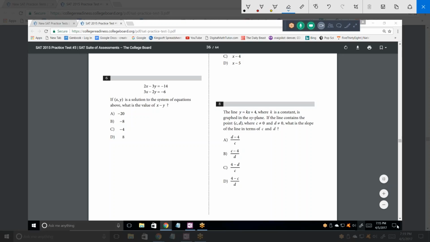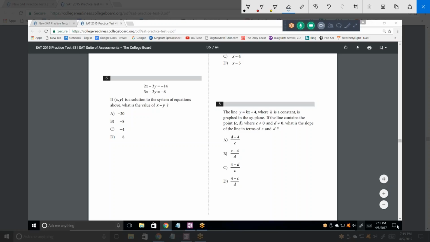What I did was I took equation 2 minus equation 1, and I got x plus y equals 8. And then I had x equals 8 minus y, and I plugged that into the top equation and got 16 minus 5y equals negative 14. Then I added 14 and added 5y to get 30 equals 5y. Then y equals 6, and I plugged that back into my x plus y and got x equals 2, and then just subtracted 2. Okay.